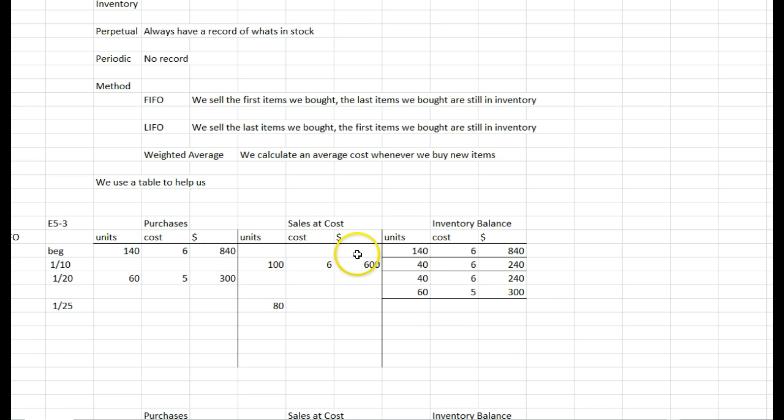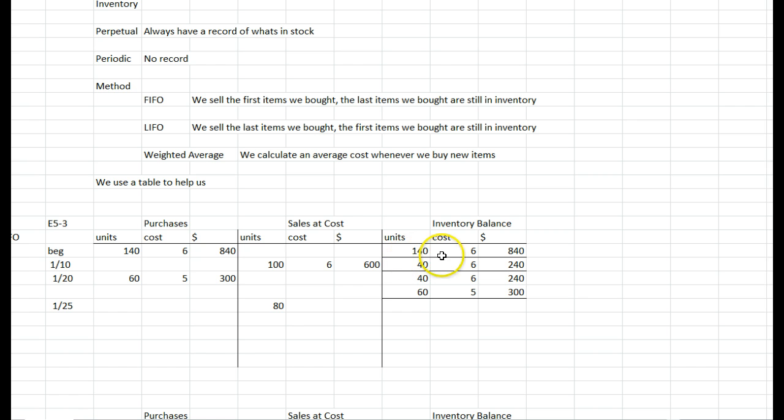The next three columns involve our sales at cost. So it's the units, cost of the units, total cost. If we add this up at the end of the month, this will be our total cost of goods sold for all of our units. Finally, the inventory balance. So this should tie out to our inventory account on the balance sheet.